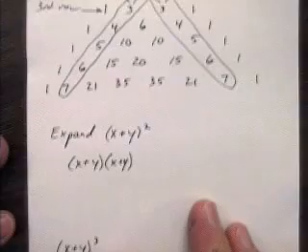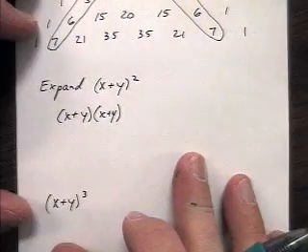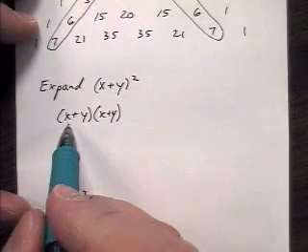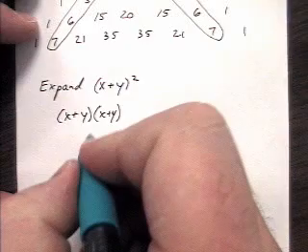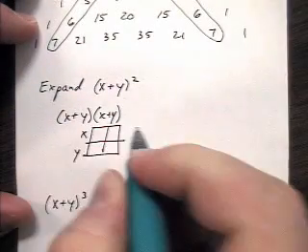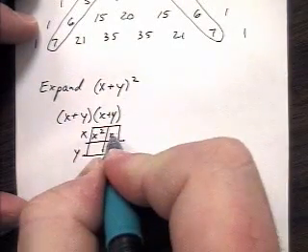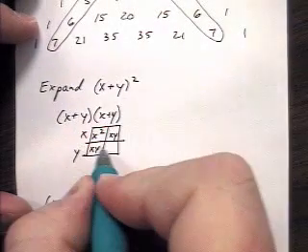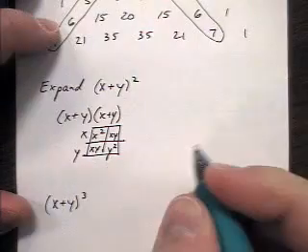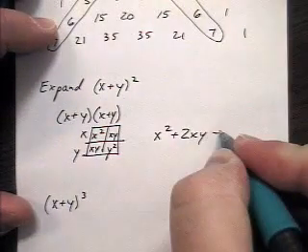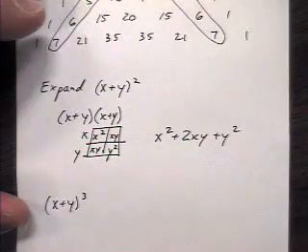Now, if I were to ask you to expand x plus y, quantity squared, you know that that would mean x plus y times x plus y. Of course, I'm a boxer, right? I'm gonna box this thing. I got x squared and I got xy. I got another xy, right? I'm matching stuff up. And finally, y times y, which is y squared. And so I would have x squared plus 2xy plus y squared.